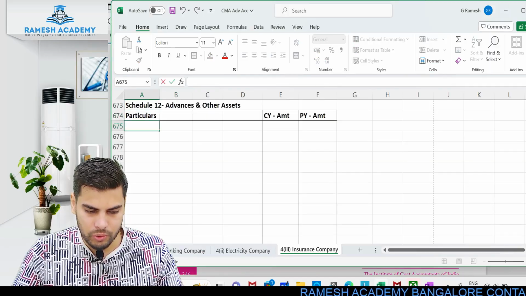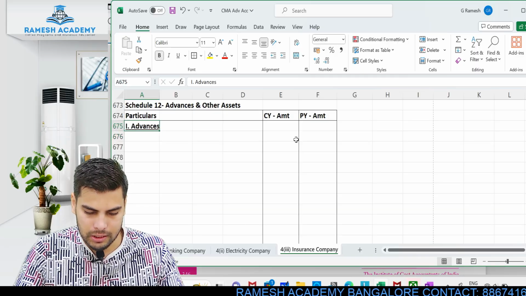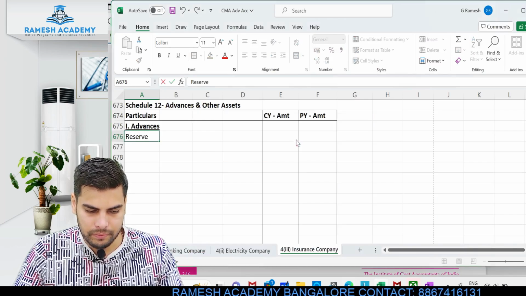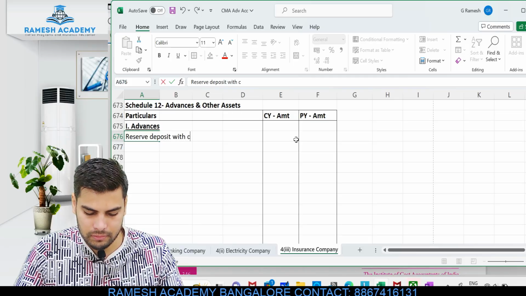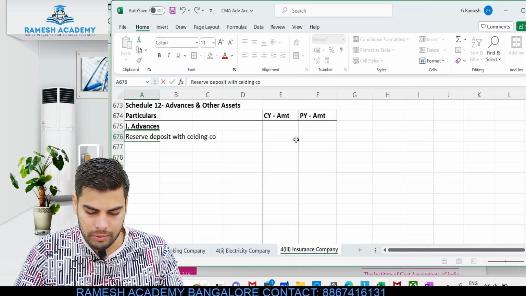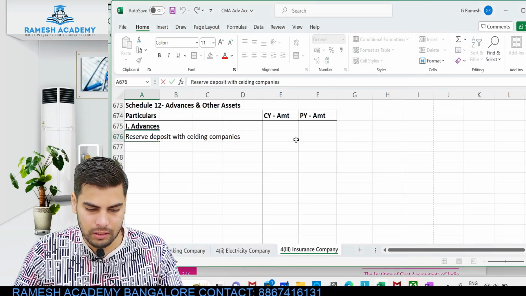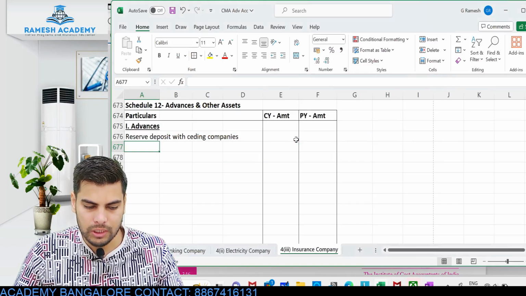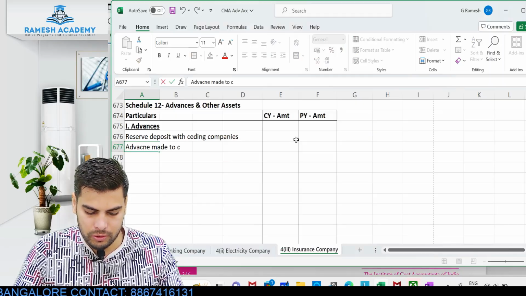So here we'll be showing advances and other assets. When it comes to advances, reserve maintained or reserve deposit with ceding companies. We will be maintaining certain reserve with the regulatory authority, right? So that will be mentioned over here. So advance which is made to ceding companies.